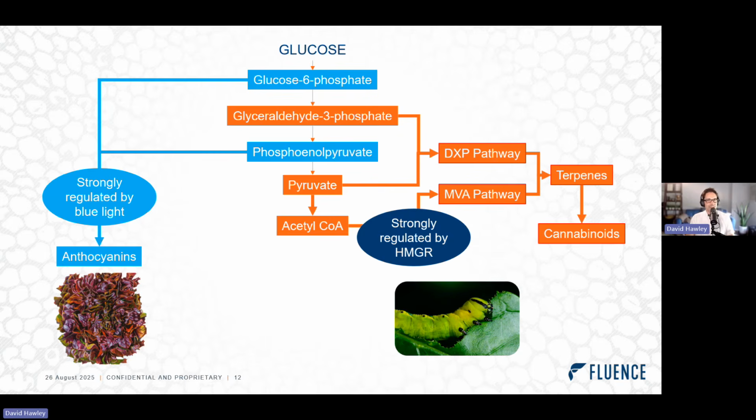This pathway to the right is what I'm more concerned about. And this pathway is strongly regulated by an enzyme called HMG-CoA reductase, which itself is upregulated in response to mechanical stress like herbivory. So in terms of what realistically is going to potentially change the regulation of these pathways, you are probably going to be better off just throwing a whole bunch of caterpillars into your crop to try and drive that mechanical stress and drive more cannabinoids and terpenes than you are with blue light.